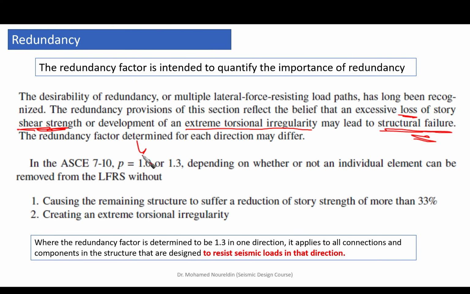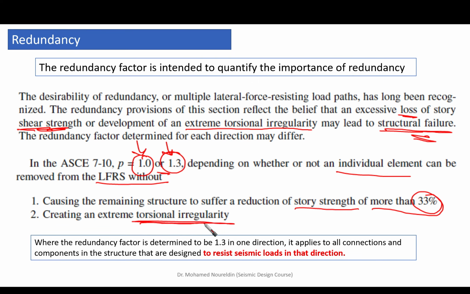Okay, we have, as we said, two values, and I explained why. The main reason, how we can judge whether our system is going to be 1.3 or 1, is this: if we remove an individual element from the lateral force resisting system, is it going to cause the remaining structure to suffer a reduction of story strength of more than 33%, or create an extreme torsional irregularity? This has provisions in the code.